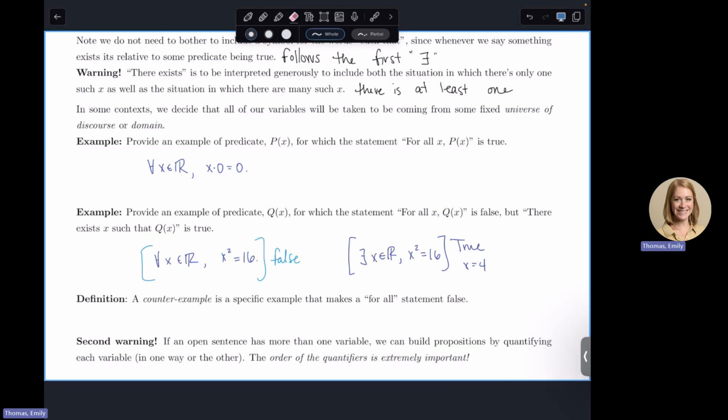Okay, so this is important. This is what 4.1 is. So this is sort of jumbled a little bit, but a counterexample is a specific example that makes a for all statement false. So if I said for all people in this room, S of P, S is that P grew up in South Carolina.